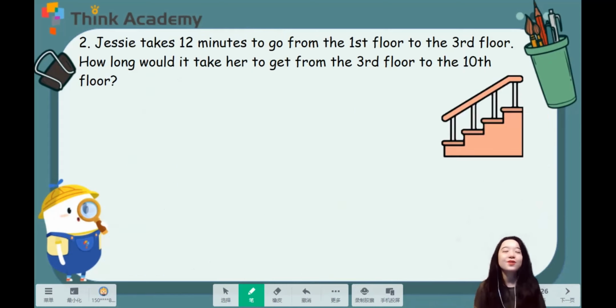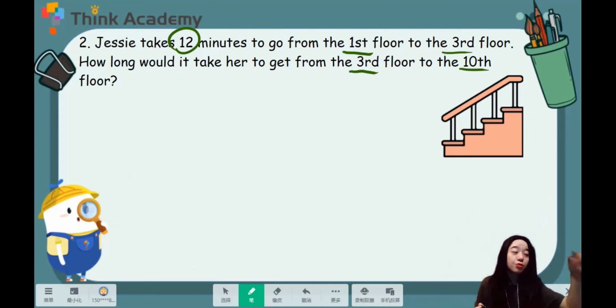And in the second question, Jessie takes 12 minutes to go from the first floor to the third floor. How long would it take her to get from the third to the 10th floor? Don't just think in your head. It's really tricky if you do that. Draw it out, draw a diagram to analyze it.